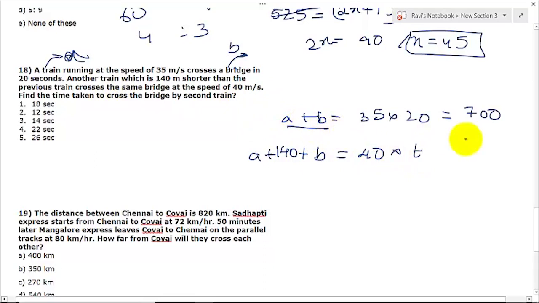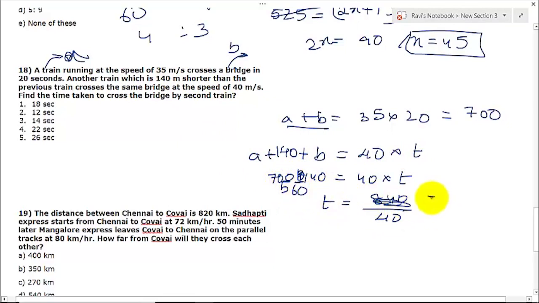Now what you have to do, a plus b we know is 700, let us put it here: 700 plus 140, 40 into t. Now t will be how much? 700 plus 140 is 840 divided by 40. Sorry, it will be minus, so it will be how much? 560, not 840, this will be 560. So this will be 560, the zeros get cancelled, 1 4, so time would be 14 seconds, that is 18B.